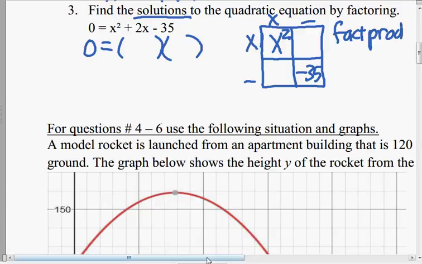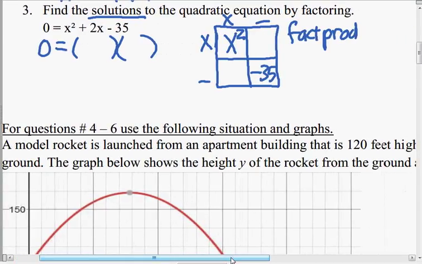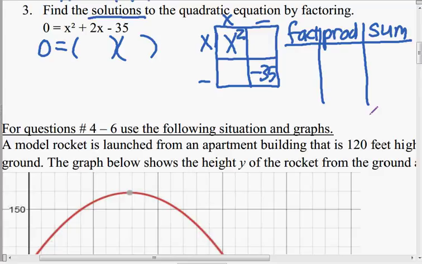Product and sum. If I think back to my area model, I will actually add these two numbers to get 2x. And I multiply the two numbers to get negative 35. So I need negative 35 for my product. Product is what I get when I multiply. I need positive 2 when I add. Sum is what I get when I add.